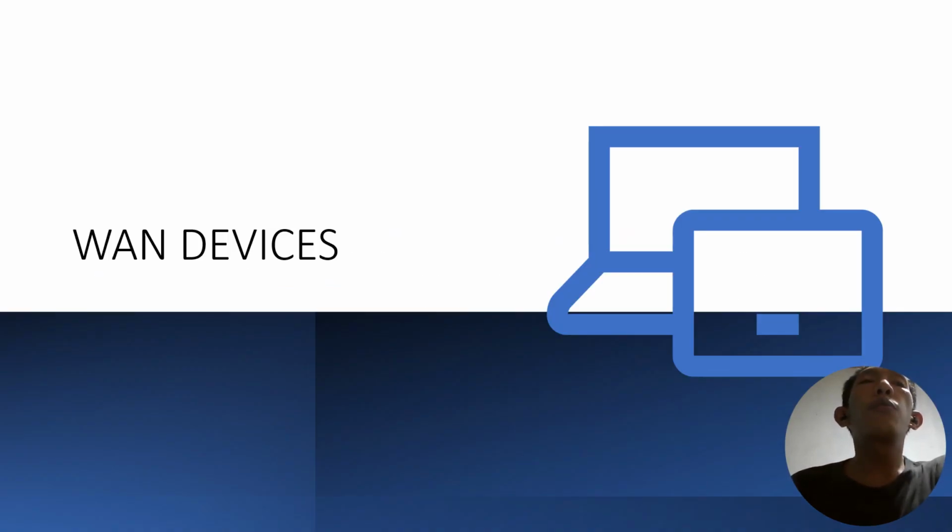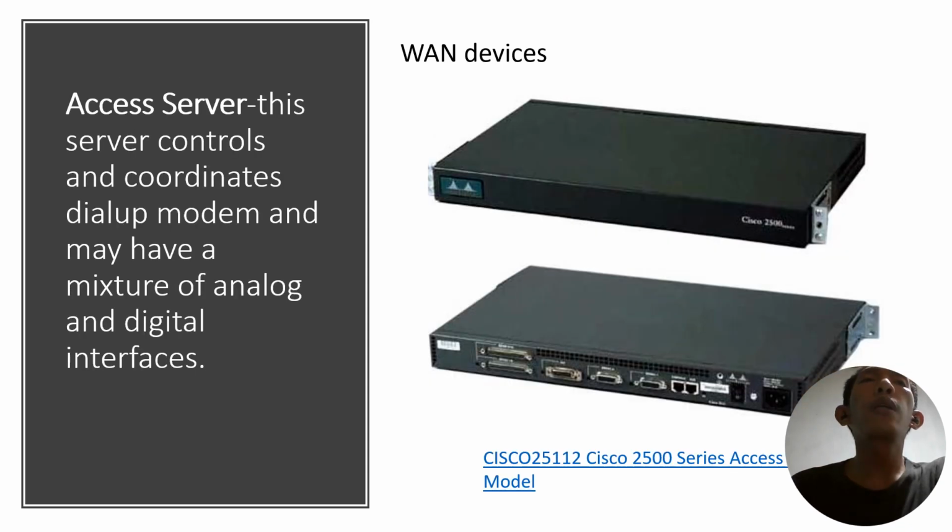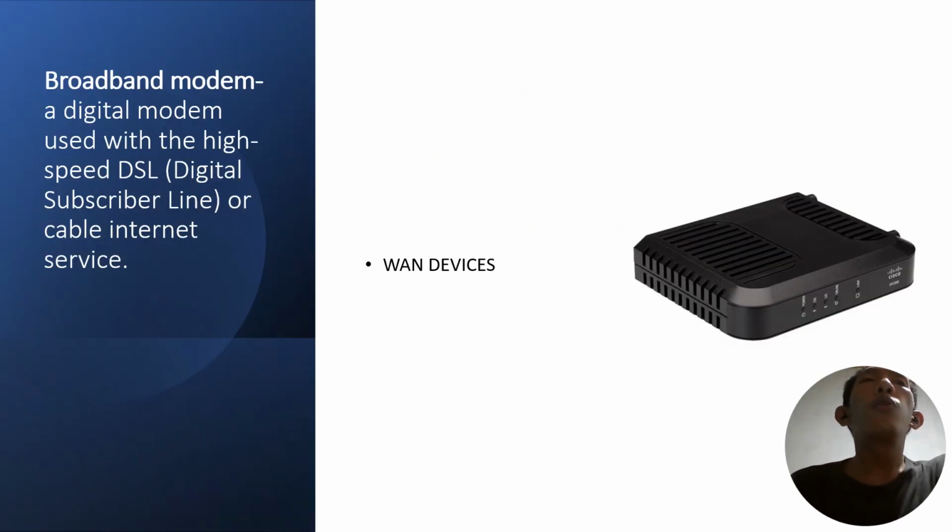There are different types of WAN devices. First is the dial-up modem. A voice WAN modem converts the digital signals produced by a computer into voice frequencies. Access server. This server controls and coordinates the dial-up modem and may have a mixture of analog and digital interfaces. Broadband modem, a digital modem used with high-speed DSL, or digital subscriber line, or it can be cable internet service.